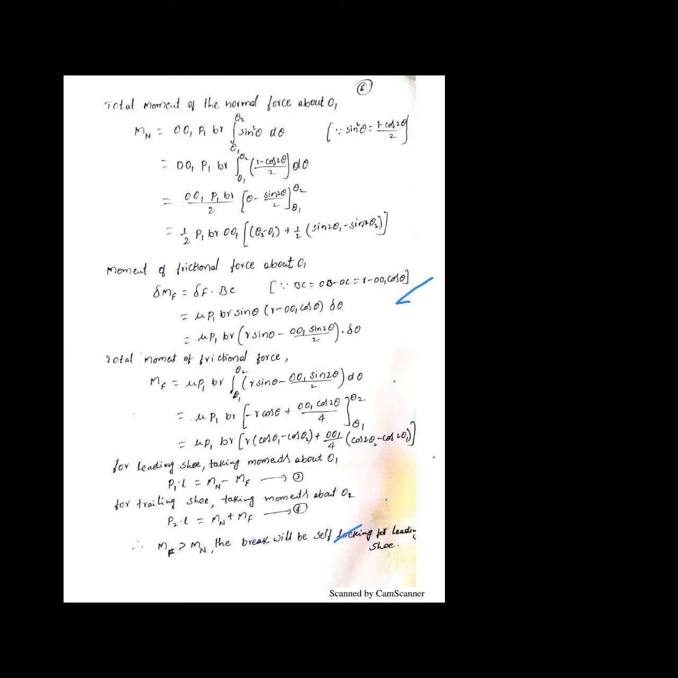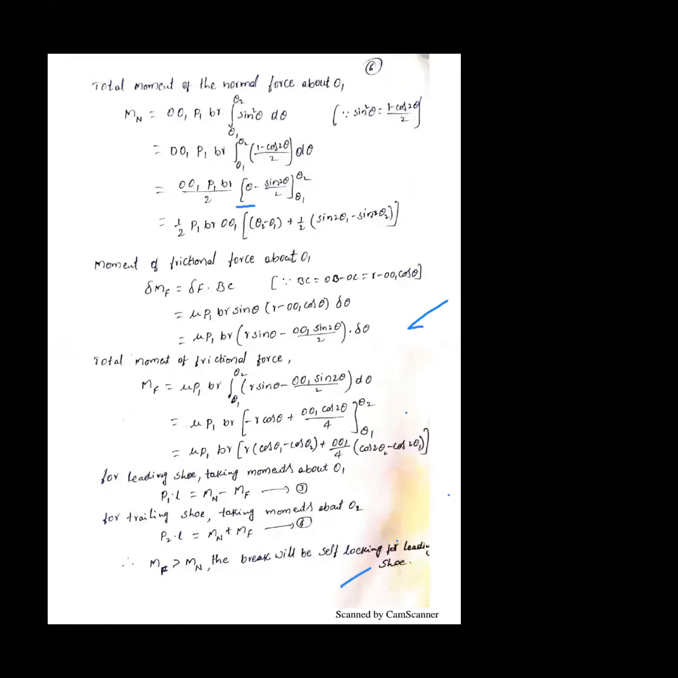So then the values are theta 2 minus theta 1. Substituting our limits, theta 2 minus theta 1 is there. And just taking out the 1 by 2 from the sin 2 theta by 2, the limits are applied here: sin 2 theta 1 minus sin 2 theta 2.